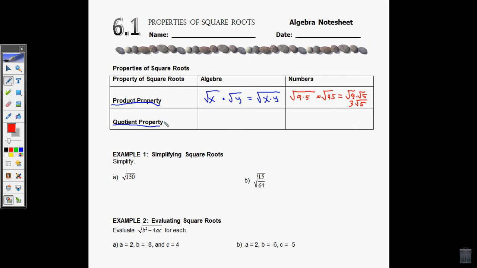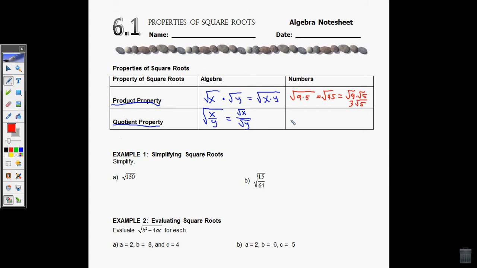Alright, now let's look at the quotient property. The quotient property says mainly the same thing, but using division. It says that if I have the square root of some fraction, x over y, then that's the same thing as the square root of the numerator over the square root of the denominator. So the square root of the top over the square root of the bottom.